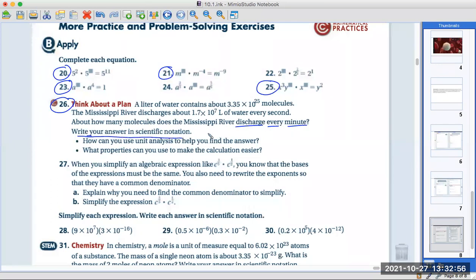So you want something times 10 to what power, right? And then it's talking about unit analysis. Maybe you can figure it out with unit analysis like I showed you, or you can try it any other way, okay? And then on this last page, nope, that's it.